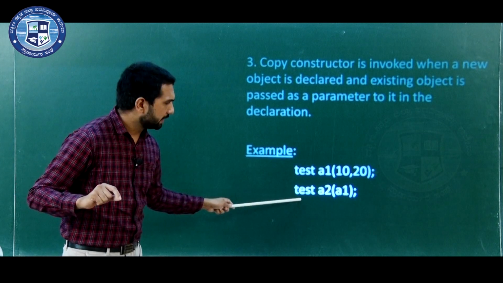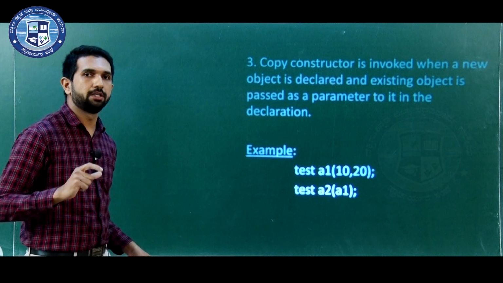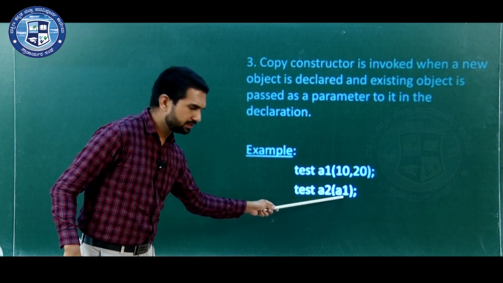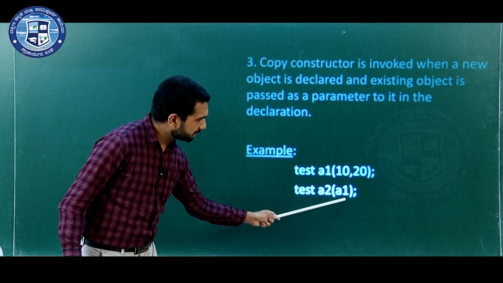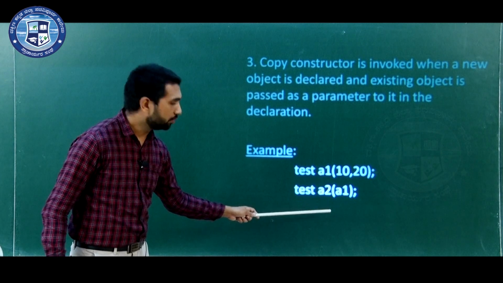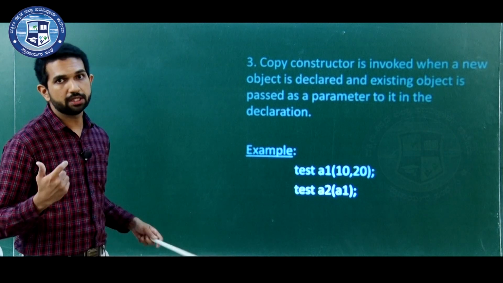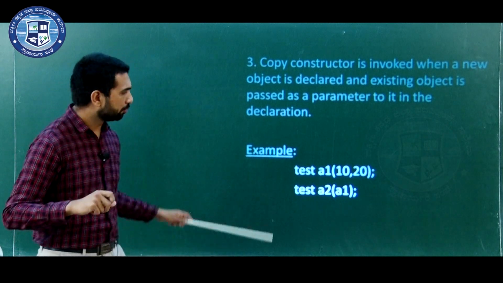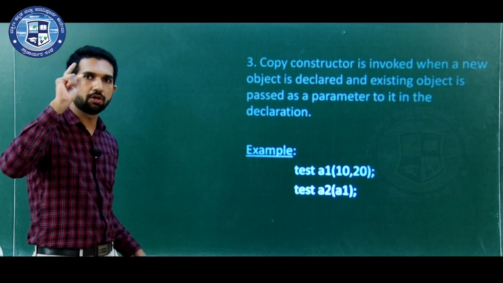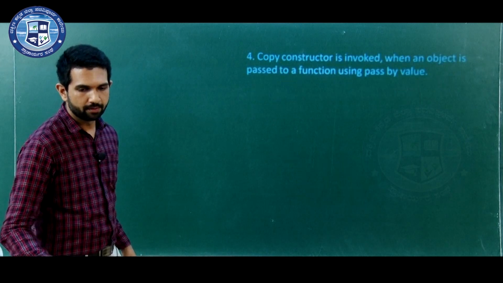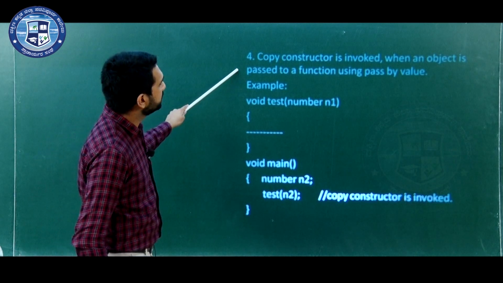The second object we will create, that is A2, and along with that the first object we are passing as an argument. Whenever we pass the first object as an argument to the second object, the existing object is passed as an argument to the newly created object. In this situation, the copy constructor will be invoked automatically by the compiler. So whenever we write this kind of structure in a program, the copy constructor will be called by the compiler, remember.